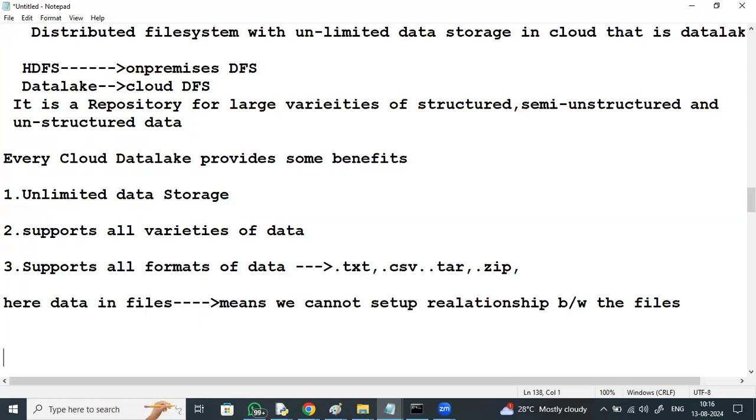So here Azure Data Lake is there. Next, I'm going to discuss Azure Synapse. Why go for Azure Synapse? Try to understand. Here data is in files, so we cannot set up relationships between the files. If data is in tables, we can set up relationships by using a primary key and foreign key.